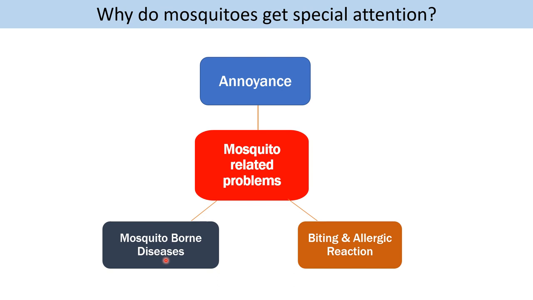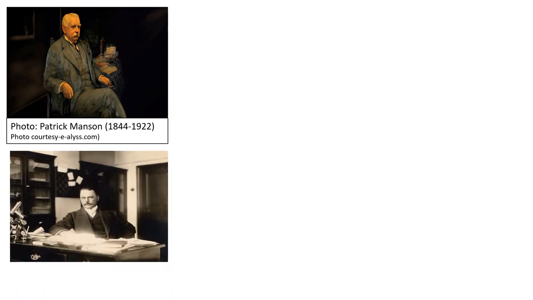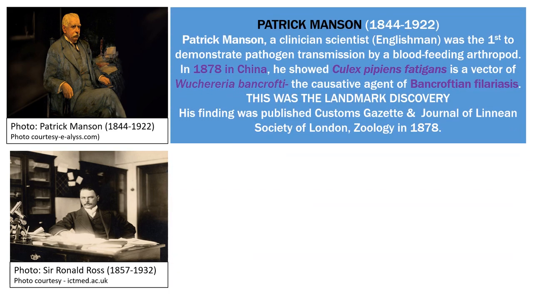But till the mid-19th century, it was not known to the world that mosquitoes were the vectors, or carriers, of the pathogens and parasites that actually caused those diseases. In the 1880s and 1890s, two landmark discoveries occurred and opened the door to modern medical entomology. Two distinguished pioneers in this field are Patrick Manson and Sir Ronald Ross.